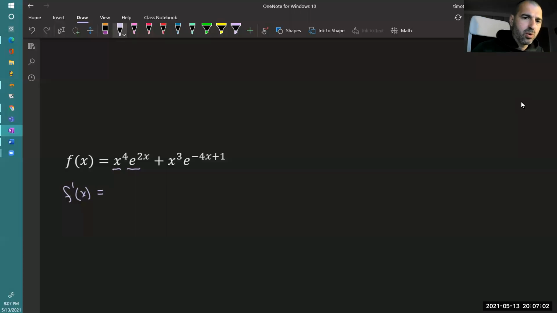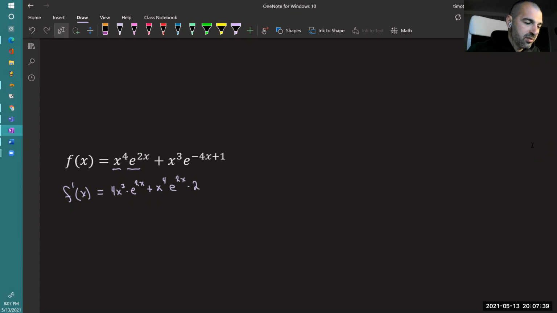And it's going to work out such that I'm going to take the derivative of the first function. So 4x to the third, that was just a power rule, right? Then I don't differentiate this thing, e to the 2x. Okay, so then I multiply it by e to the 2x, plus the x to the 4th not differentiated, times e to the 2x differentiated, right?